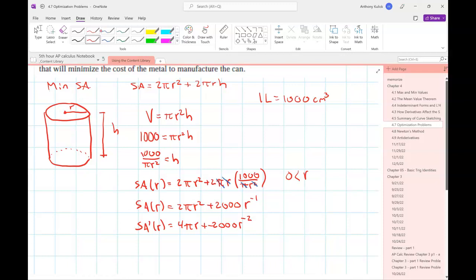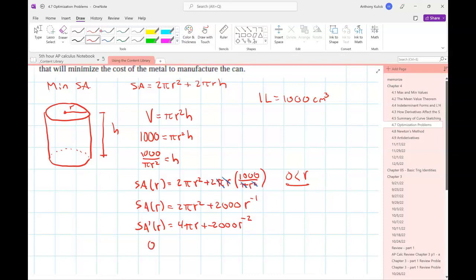If you think about it, r can keep getting bigger and bigger and bigger, h is just going to get infinitely tiny short, and you'll still get a cylinder that can hold 1,000 cubic centimeters, right? So I think we're okay with just that, which is lovely, because that makes the next process way easier, because there's less stuff to check.